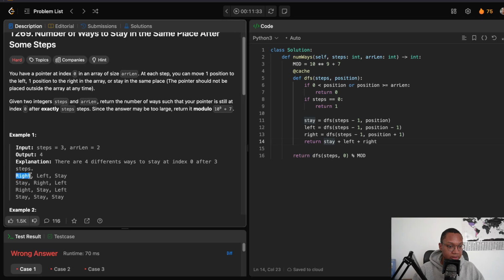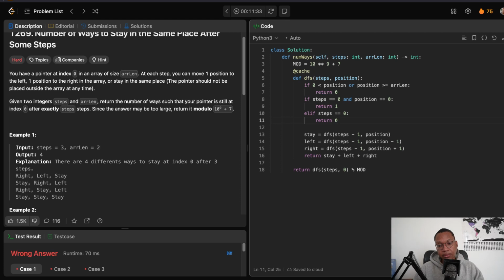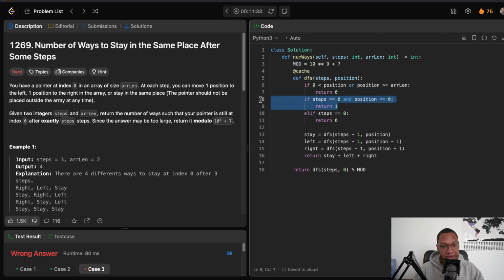So we can only go right to position 1. Pointer should not be placed outside the array at any time. Oh, return the number where your pointer is still at index 0. RIP. And position equal to 0. If steps is equal to 0, then it doesn't count. So this one actually might be a significant thing that changes it. Your position has to be 0. So there's probably some early exit condition you can do.